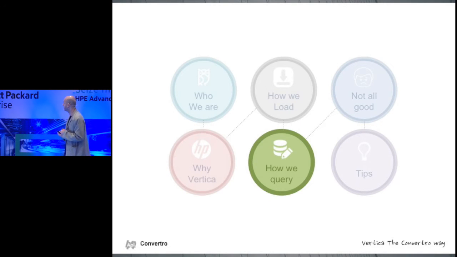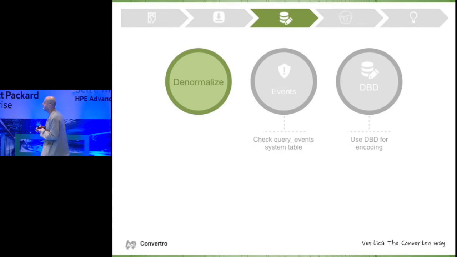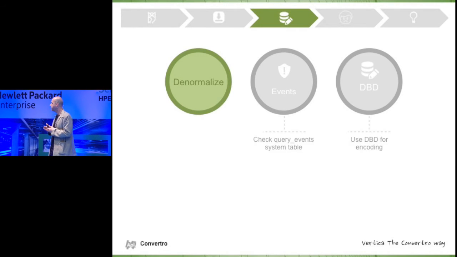So how do we query? First, Vertica can handle a star schema. It's not that it can't. But as I said in the first slide, if you have a Lamborghini, try to use it as a Lamborghini. So take advantage of Vertica compression and the Vertica column store architecture, and denormalize everything that you can.